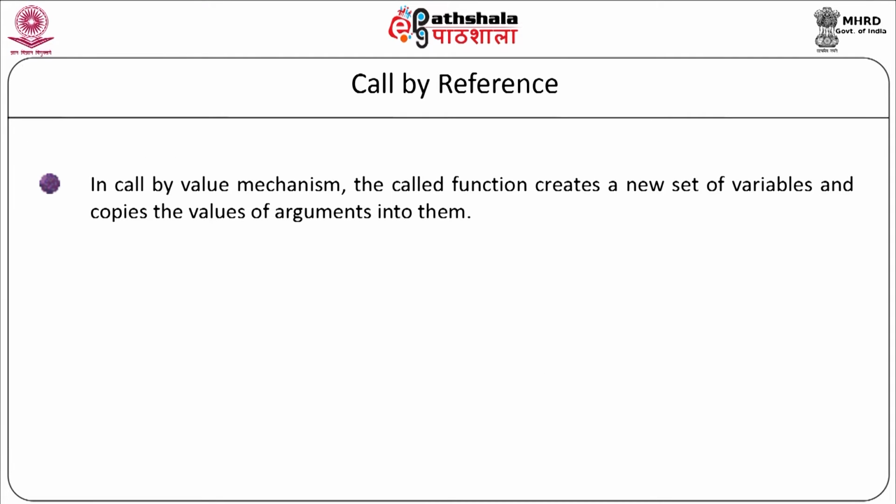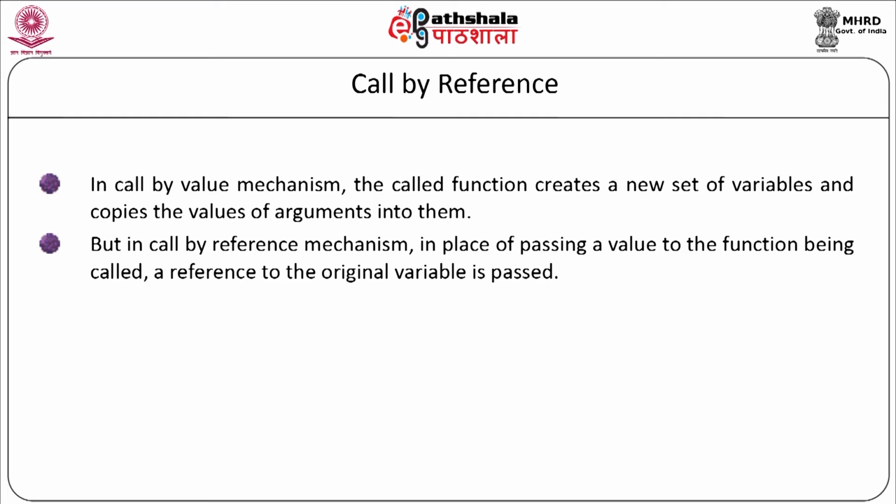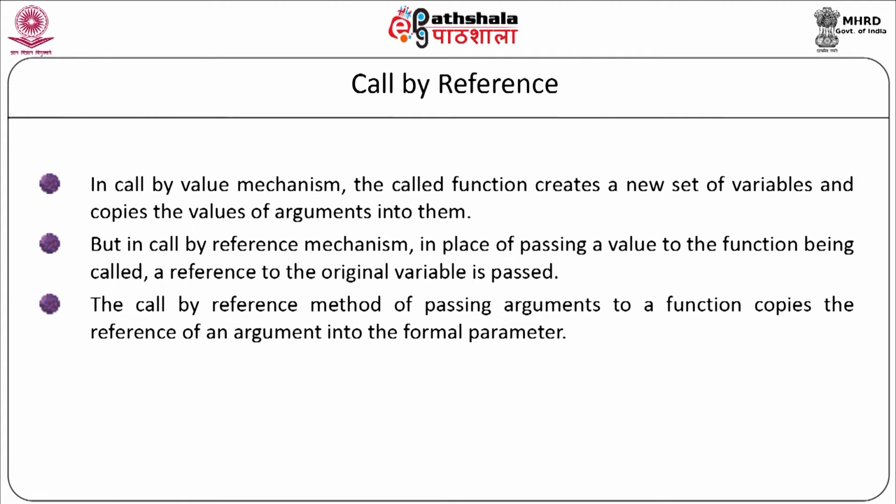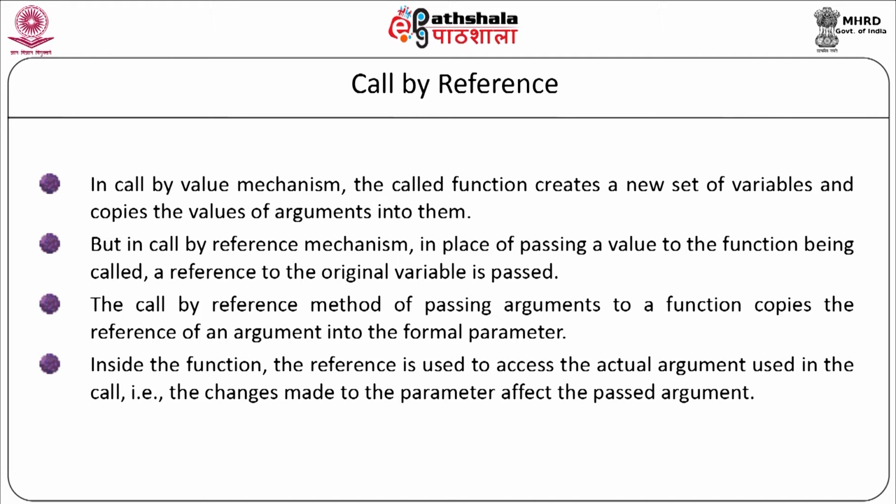Call by reference. In call by value mechanism, the called function creates a new set of variables and copies the value of arguments into them. But in call by reference mechanism, in place of passing a value to the function being called, a reference to the original variable is passed. A call by reference method of passing arguments to a function copies the reference of an argument into the formal parameter. Inside the function, the reference is used to access the actual argument used in the call. That is, the changes made to the parameter affect the passed argument.